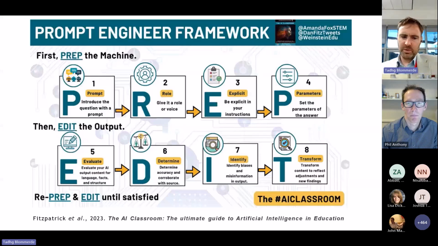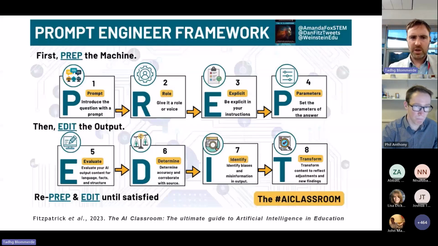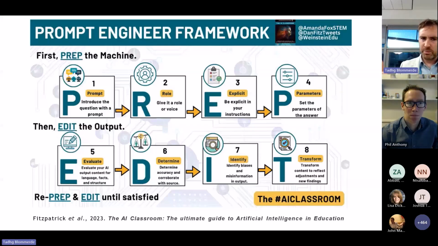And we introduced the prompt engineer framework. You can see this is from the Fitzpatrick et al. 2023 book. And the PREP part of PREP and EDIT talks about the writing of prompts. P, what is the purpose of the prompt?